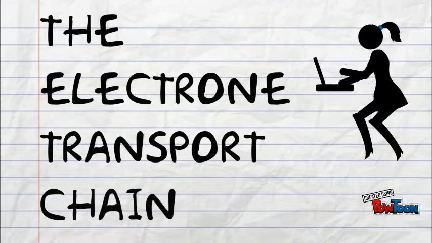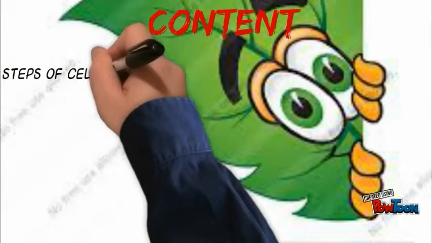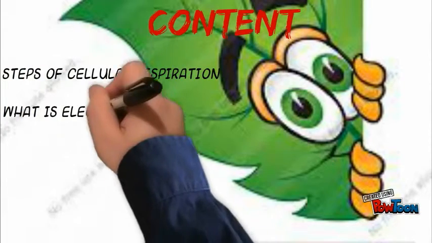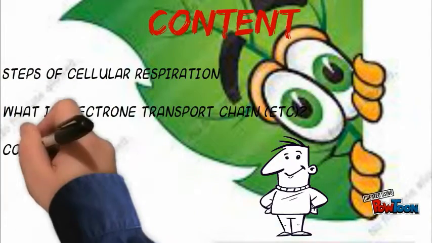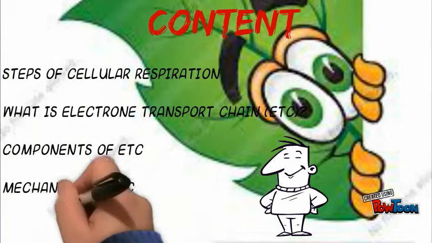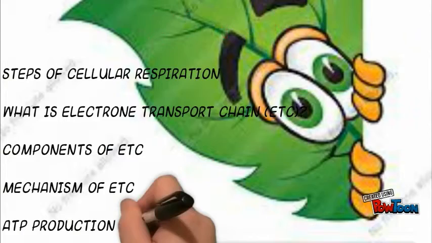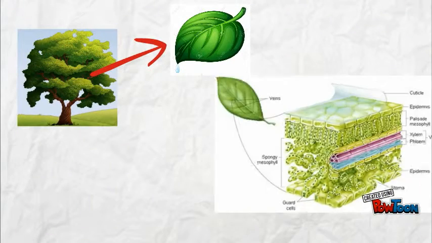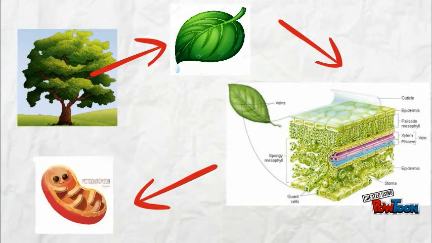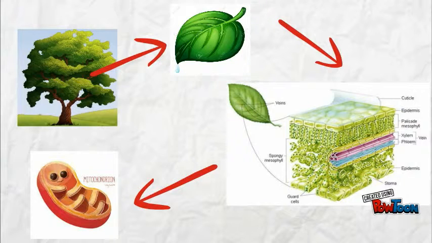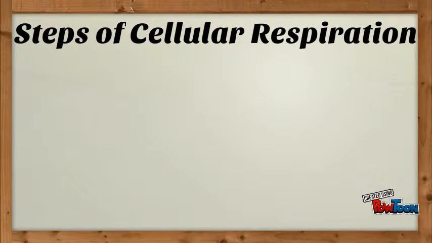The electron transport chain. In here, we are going to discuss the steps of cellular respiration, what is the electron transport chain, components of ETC, mechanism of ETC, and ATP production. Let's see, where does this cellular respiration happen? Every living cell does respiration in mitochondria. Steps in cellular respiration. First step is glycolysis.